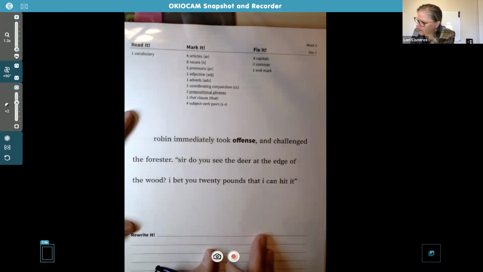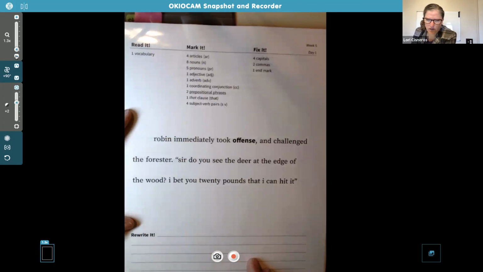Robin immediately took offense and challenged the forester. "Sir, do you see the deer at the edge of the wood? I bet you 20 pounds that I can hit it." 20 pounds. I heard that pounds are kind of close to dollars, but a little bit different. And I think that's what we decided they use in England.